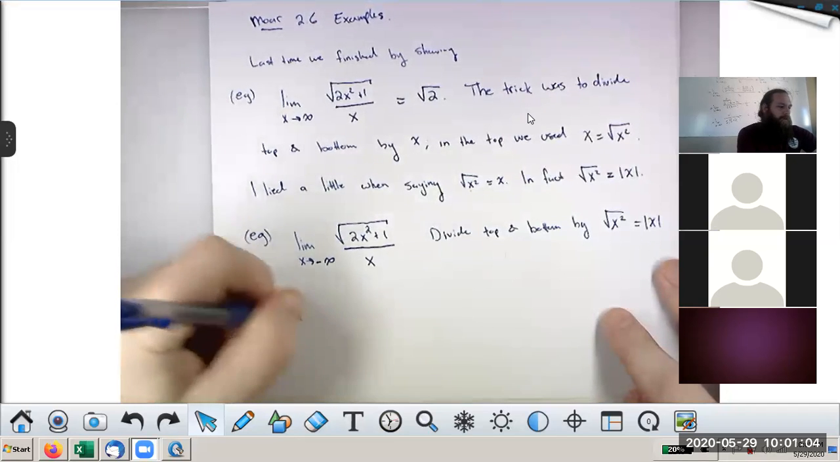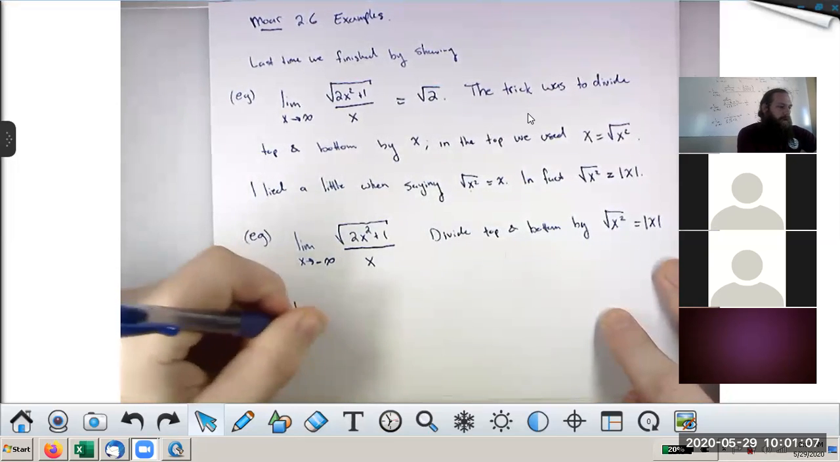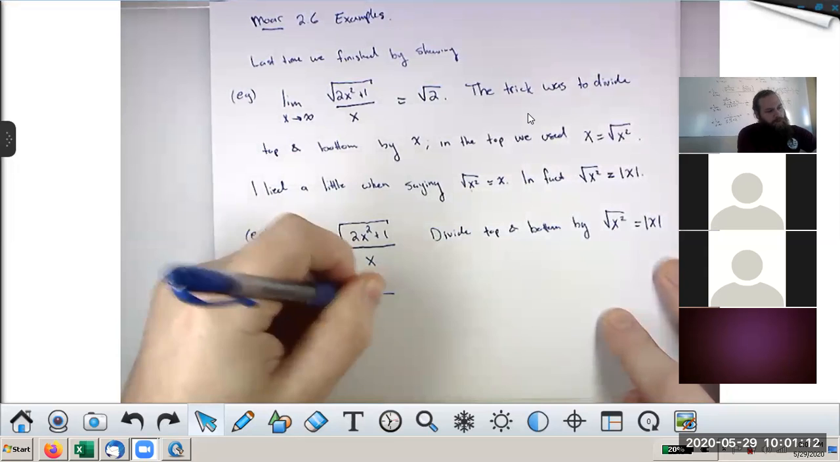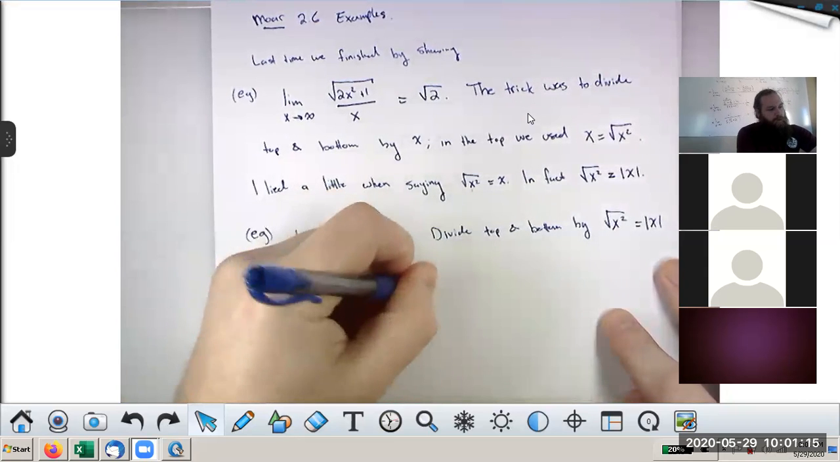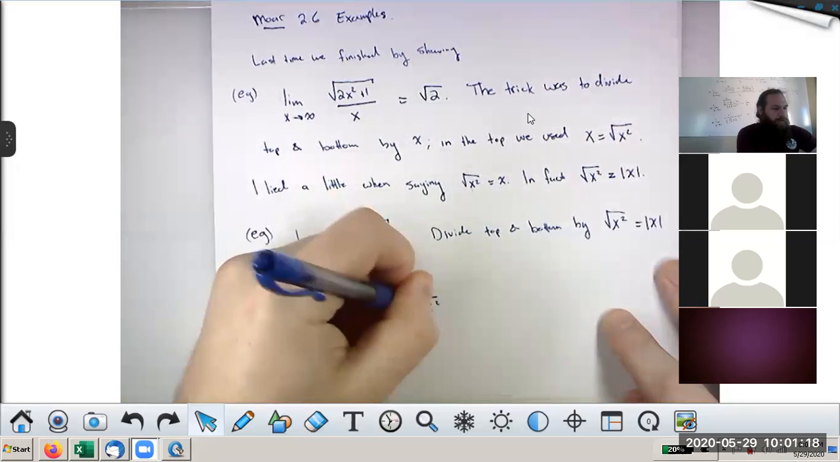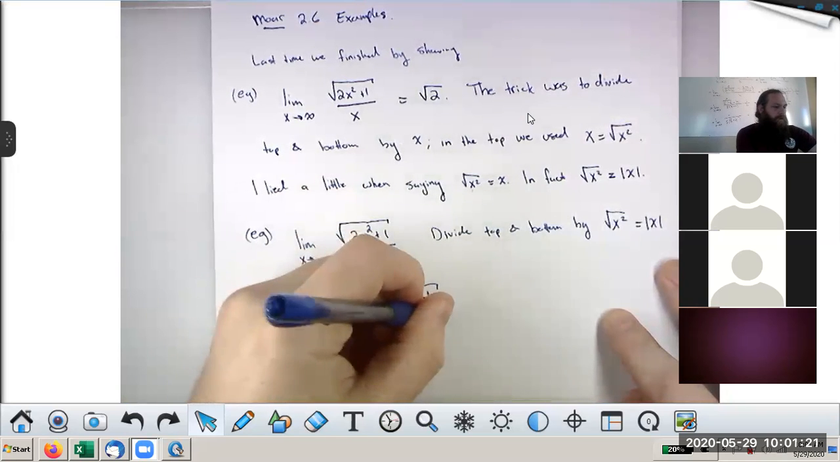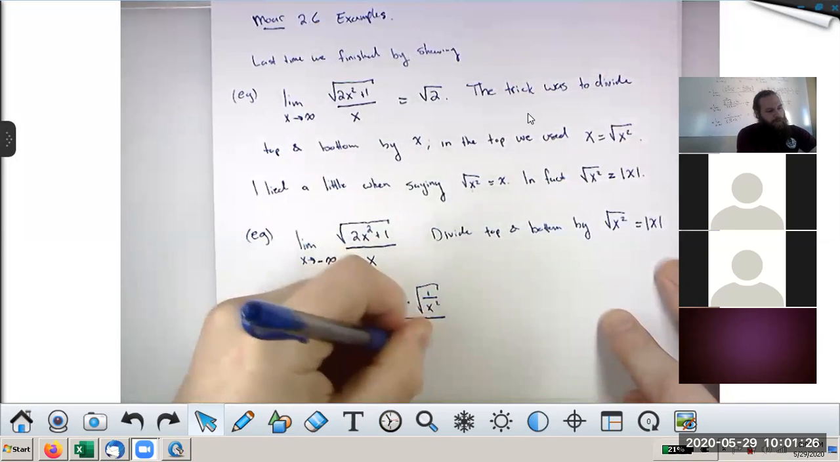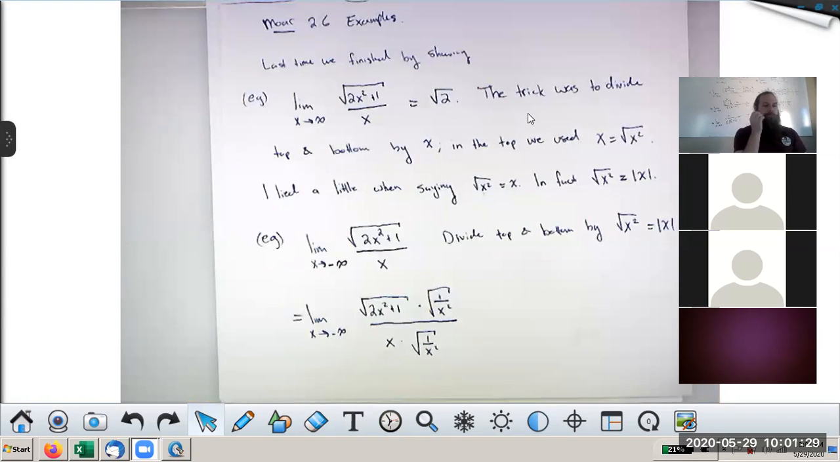So what I'll get here is the limit as x goes to negative infinity. My numerator and my denominator will look like this, right? So here I'm writing the bottom the same way I wrote the top last time. Last time I just divided by x, top and bottom. This time, really what I'm doing is dividing top and bottom by the absolute value of x.